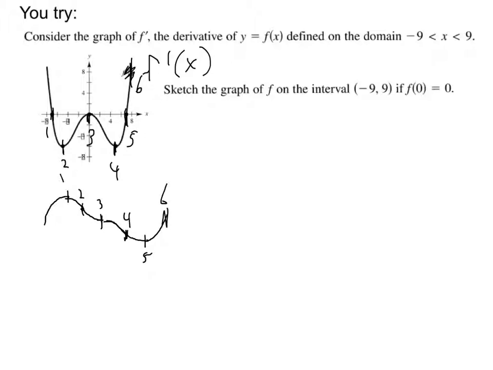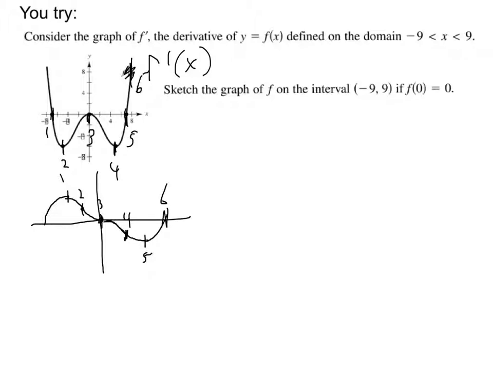Now if I look back, it says sketch the graph on the interval if f of 0 equals 0. So now I can go back and draw my axis to say it'll look something like this, because that point now is at 0, 0. So I could draw it to look like that.